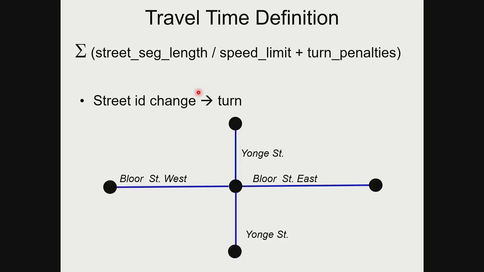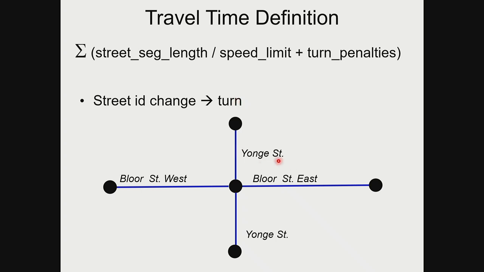Okay, and then the turn penalty. We talked about this earlier. What do we mean by turn? There are a lot of ways to figure this out. You can do a dot product, make sure that the deflection angle is greater than 0, etc. But we're not going to go through that. In this milestone, anytime your street ID changes, we're going to consider that as a turn penalty.